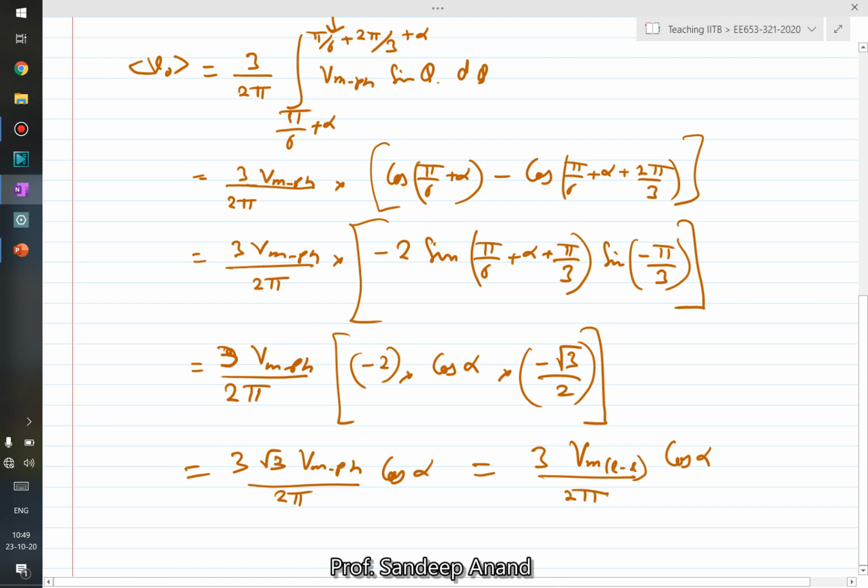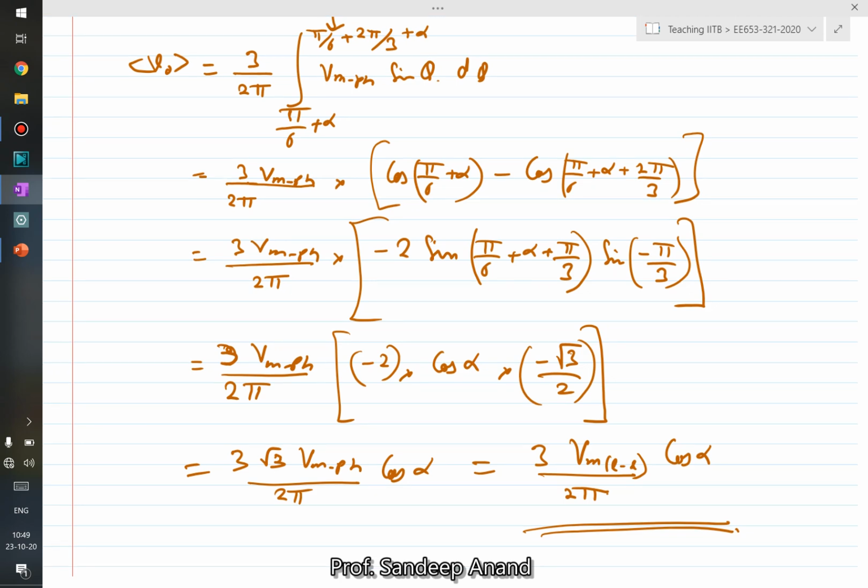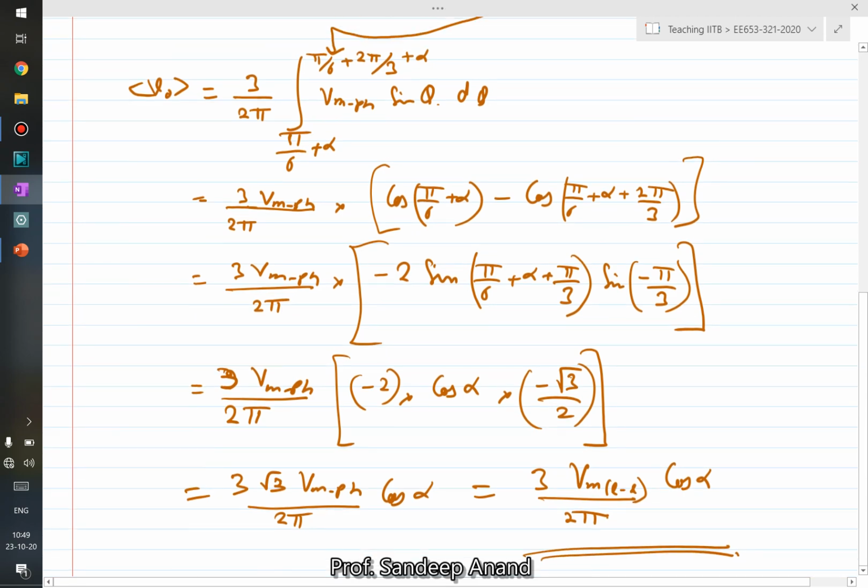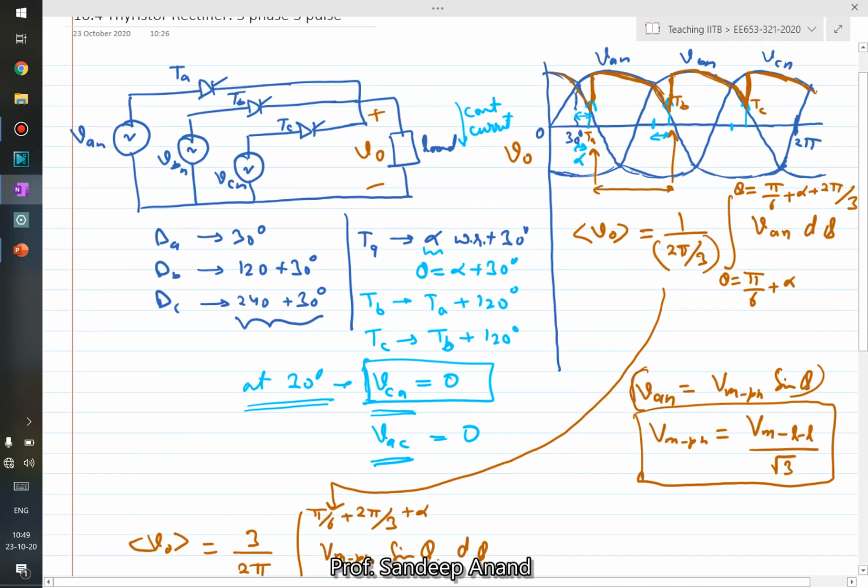So this is the average output voltage as a function of alpha in case of a 3-phase 3-pulse thyristor based rectifier. Obviously, if you put alpha equal to 0, that means it behaves as a diode rectifier. You get the average value for the diode rectifier case. Okay, now this part is clear.